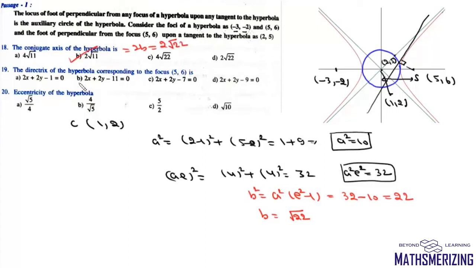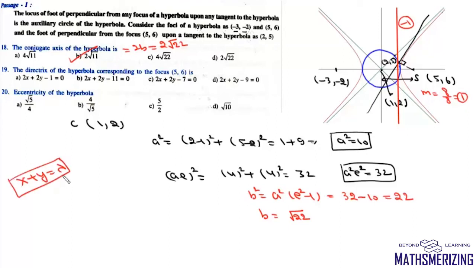Now the next question is the equation of directrix to hyperbola corresponding to focus 5, 6 is. Now we know that directrix is a line which is perpendicular to transverse axis. So we'll find slope of this transverse axis. Slope of this transverse axis will be 8 upon 8. It will be 1. So slope of this directrix will be -1. So equation of this directrix is x plus y equals some value, say lambda.